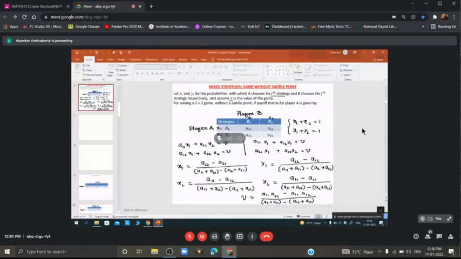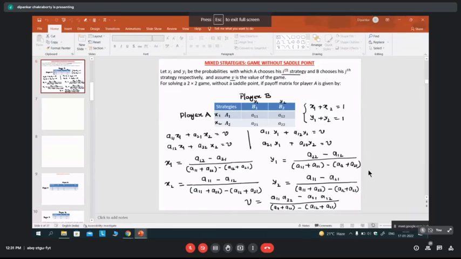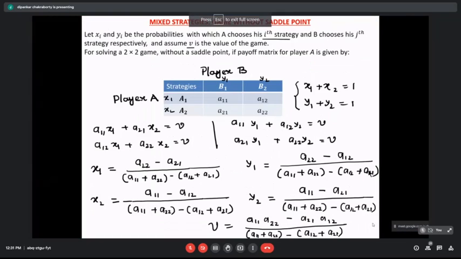I hope you remember that in our last class we discussed the games without saddle point. Now, before proceeding to new things, you have to understand one thing very carefully: almost all the games that exist in our real life are games without a saddle point. That means games which do not have the equilibrium point, as we have already seen.